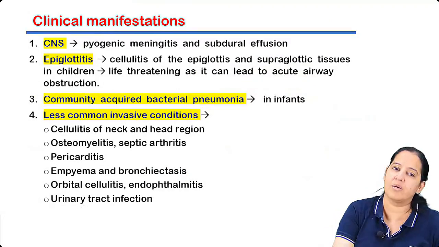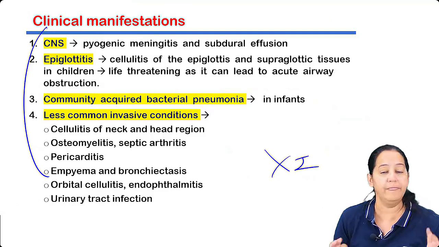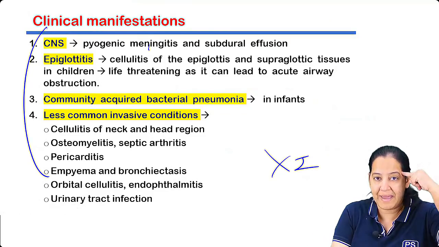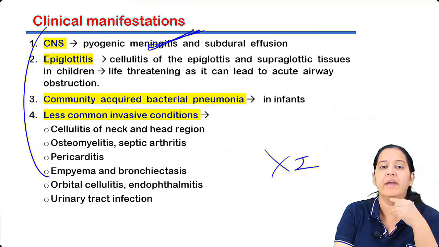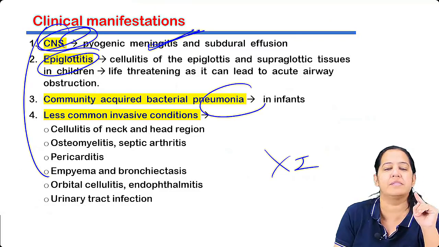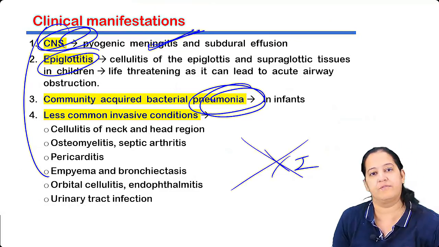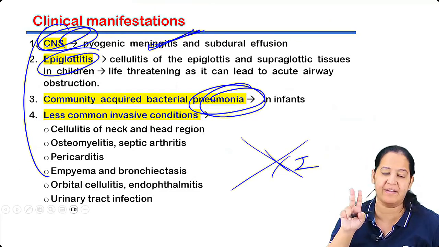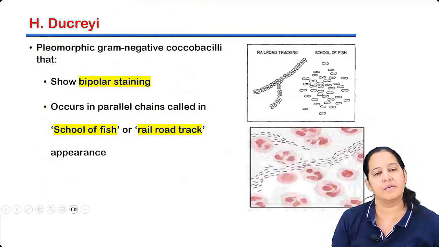Haemophilus influenzae causes many diseases but not influenza. It does not cause influenza. It causes meningitis, epiglottitis, and pneumonia. But it does not cause influenza. So the main hero is done.